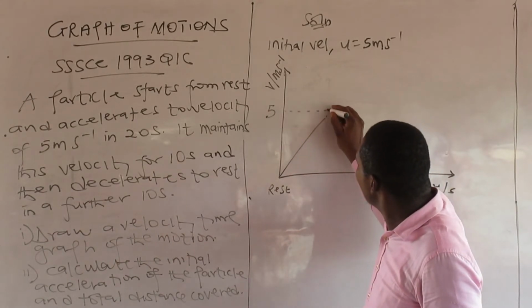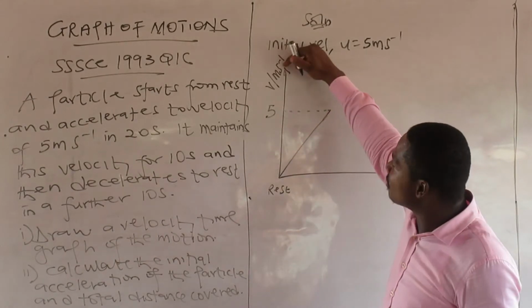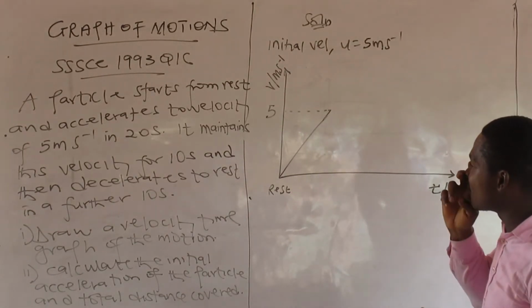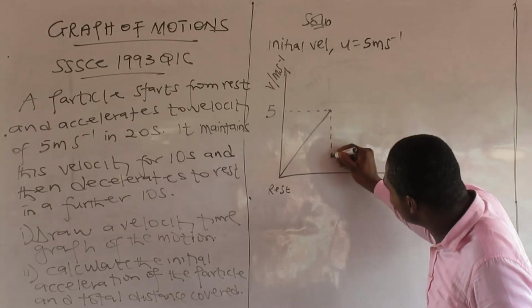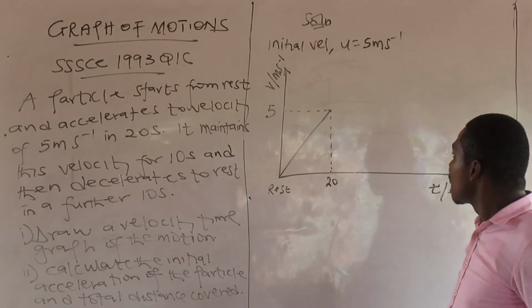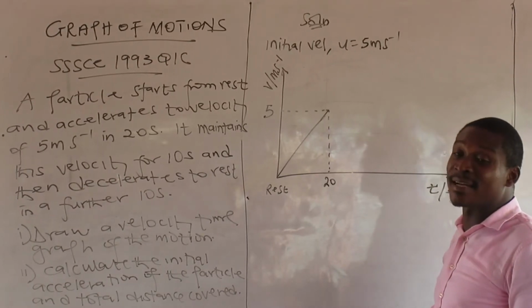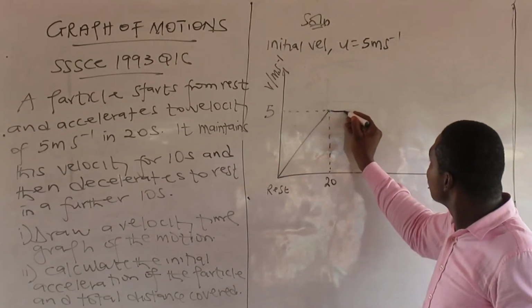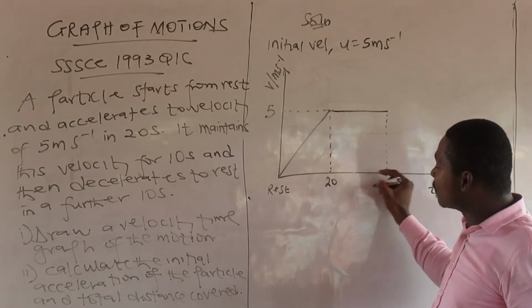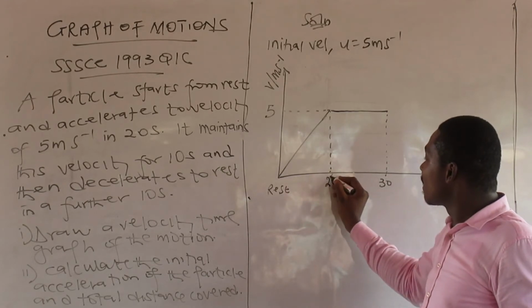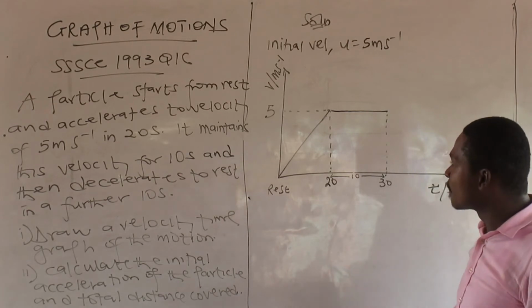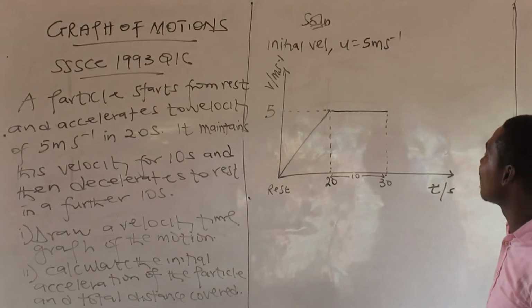Now, why is the unit not written on my velocity? It's on the axis. Are you okay? Good. Now, it took 20 seconds, so the time it took is 20, right? I don't need to write a second, there's a second here already. It maintains this velocity for 10 seconds, right? So it maintains it for a further what? 10 seconds. So 10 plus this will give me 30, right? The distance between this and this is just 10. Agreed? Good. And it decelerates to rest in a further 10 seconds.